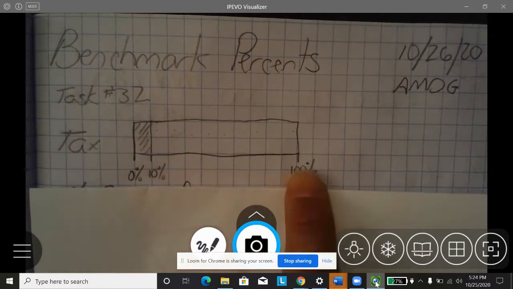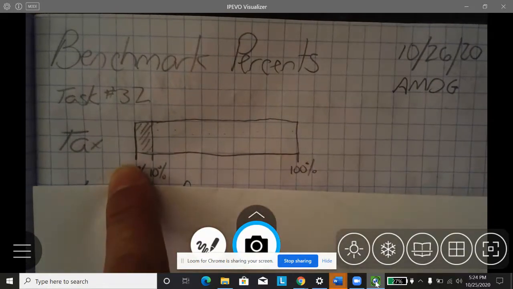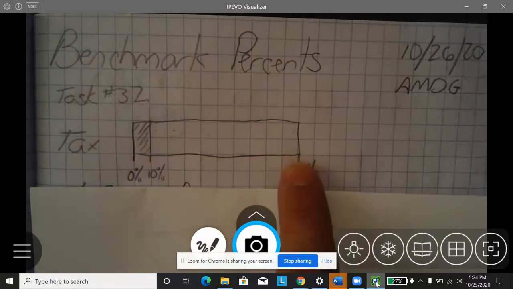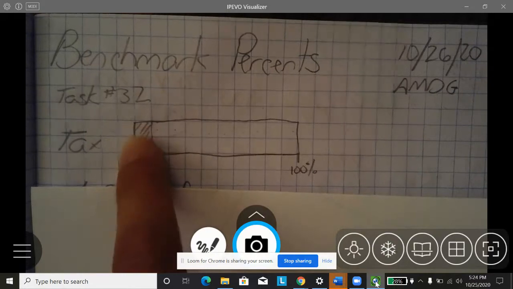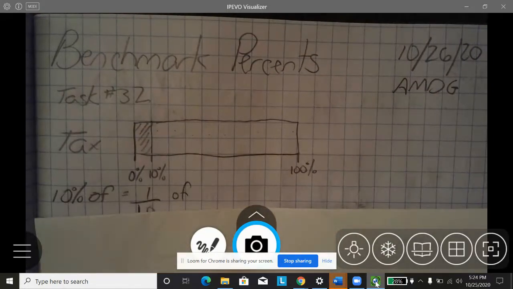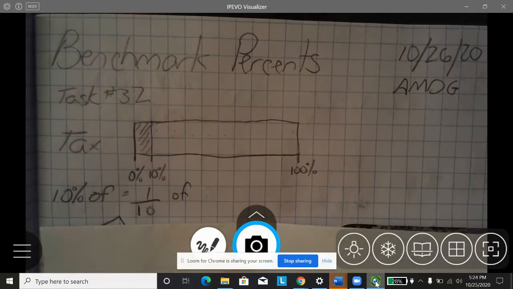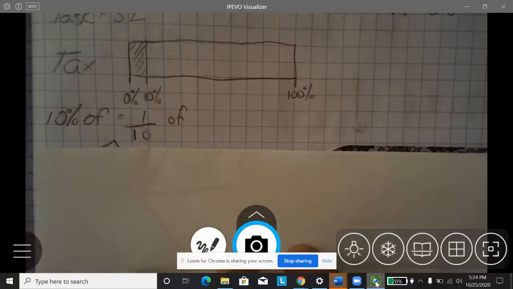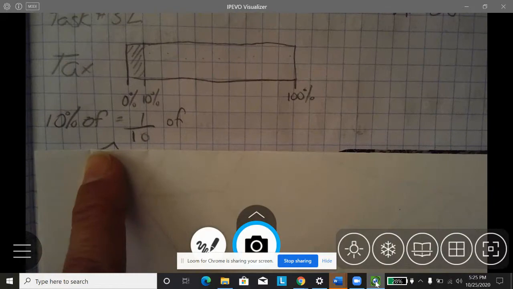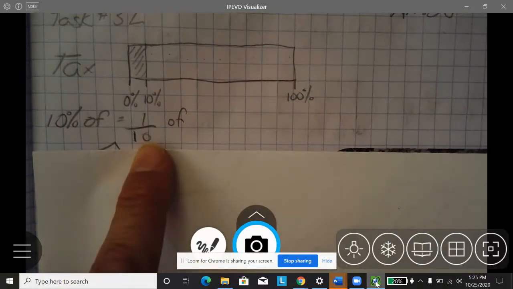So draw a little percent bar, and I drew 10 boxes over. The full box is 100%. This is 0%. And then one box over, this is 10%, just to get a little visual of how much 10% is. Now, the quick way to calculate 10% is to just divide by 10. Because 10% of just means 1/10 of.